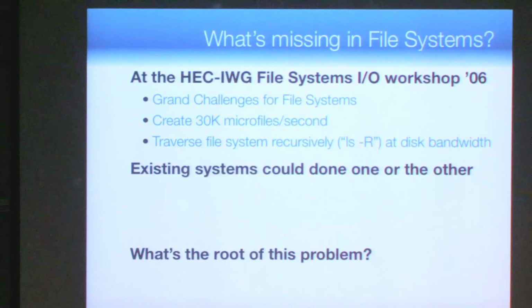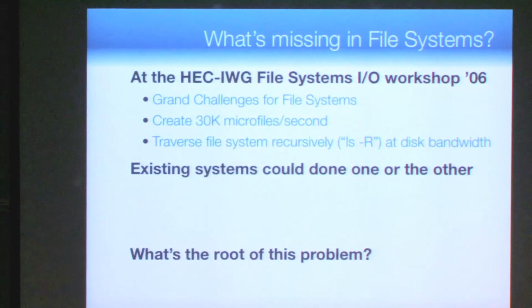If you look at file systems, what was bad about file systems and still sort of is? We went to the HECIWG, the High-End Computing Interagency Working Group, File Systems I/O workshop in 2006, and they came up with some grand challenges for file systems. One was to be able to create 30,000 microfiles per second. Lots of systems make these little itty-bitty files and are destroying and creating them pretty quickly, and you'd like to be able to do that.